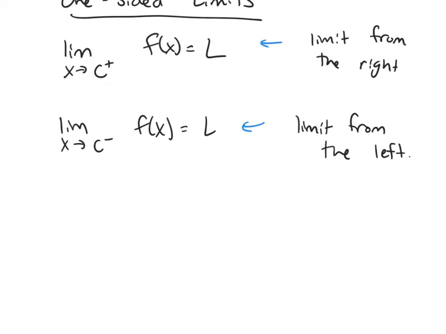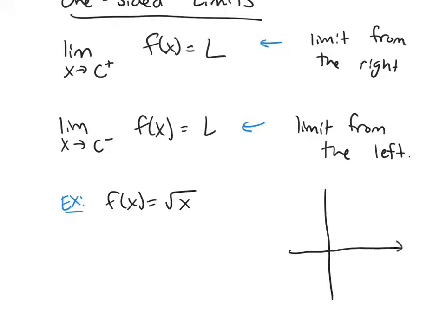So we're going to talk about these with a particular example. Let's look at the function the square root of x. And you can graph this function. Remember, you can't take the square root of a negative number. So the graph looks like this.